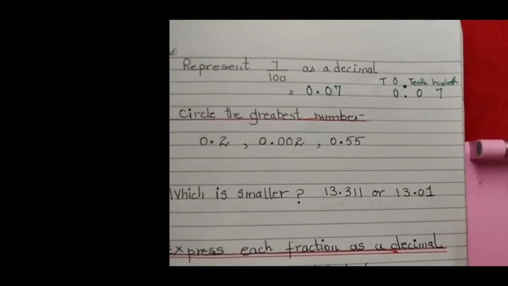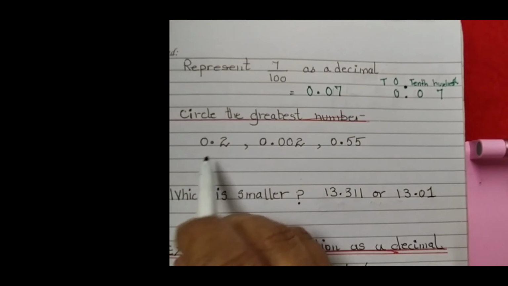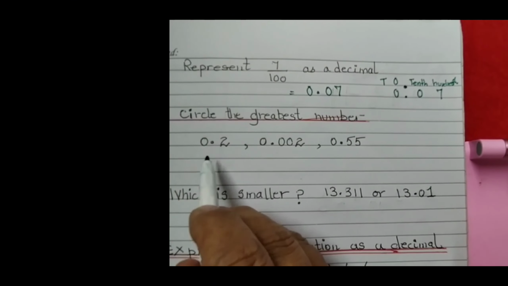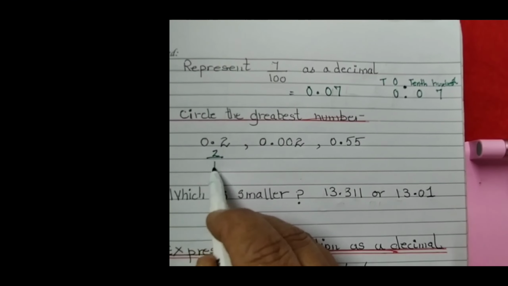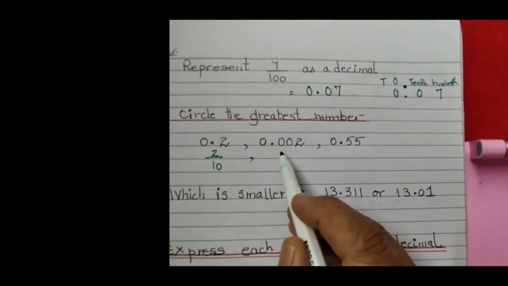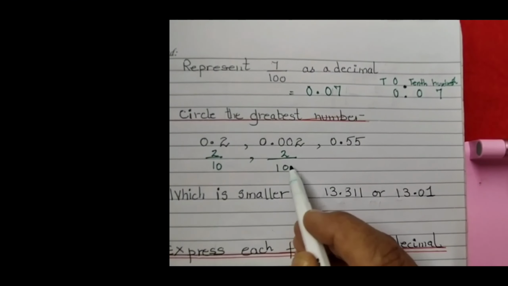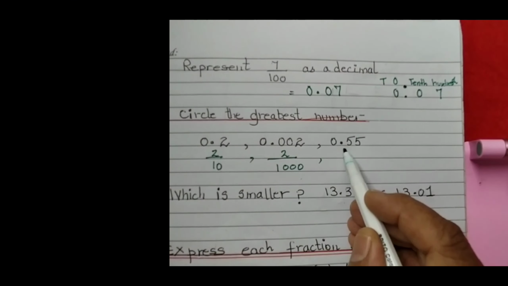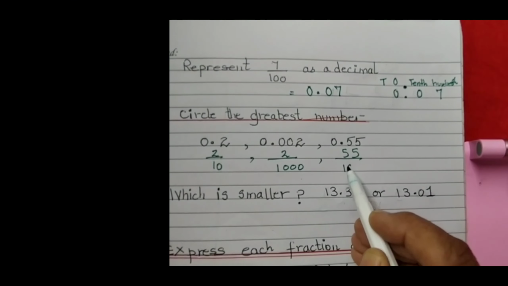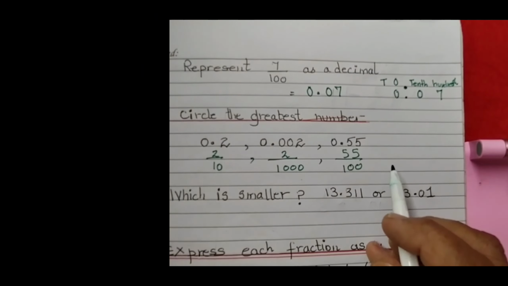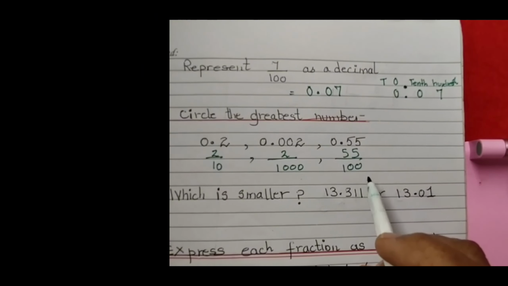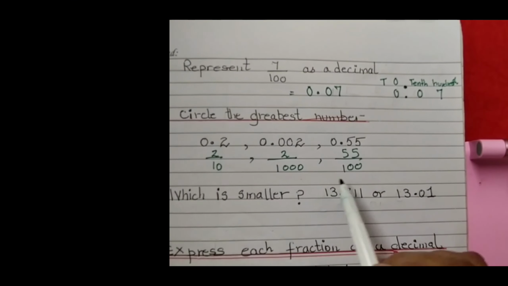Circle the greatest number. Which number do you think is the greatest of all? If I convert 0.2 as a fraction, I get 2 upon 10. And if I write this number as a fraction, I get 2 upon 1000. And if I write 0.55, I get 55 upon 100. Just assess yourself. Which number do you think is the biggest of all here? 55 upon 100 is the biggest of all.